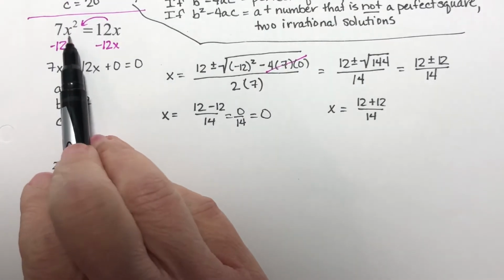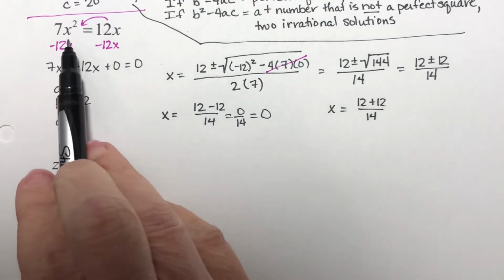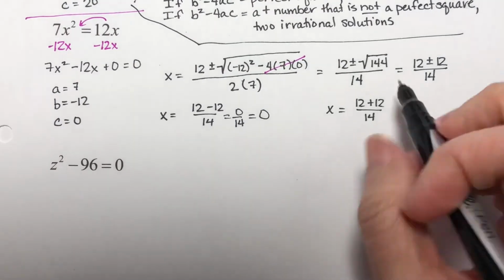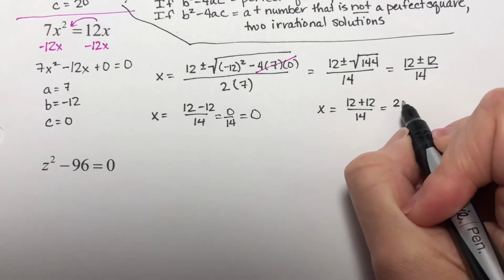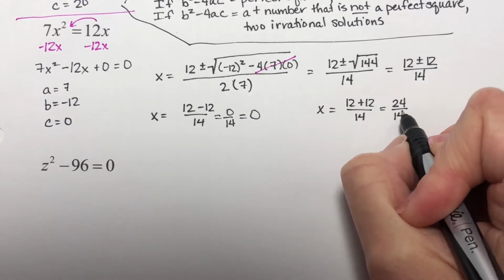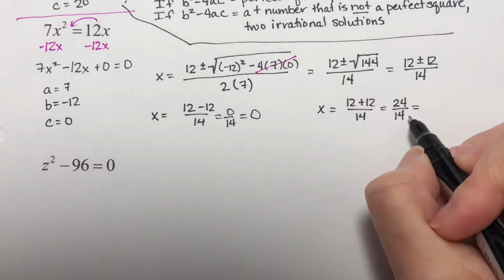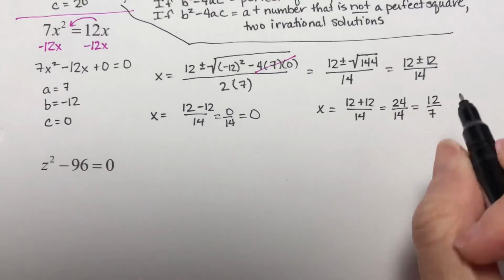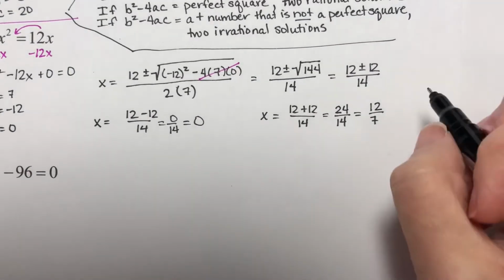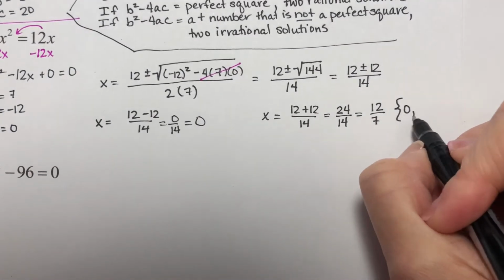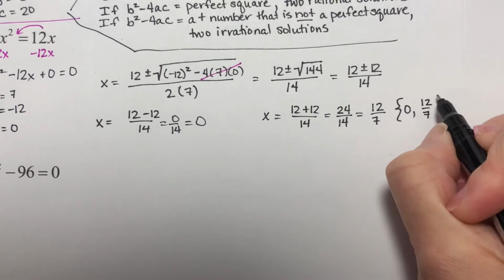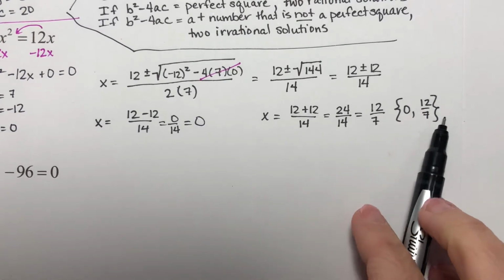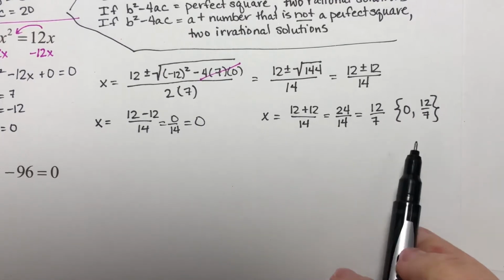You can imagine plugging in a 0 here and a 0 here, and you could see that after you do the arithmetic, you're going to get 0 equals 0, which is true. So that's one of our solutions. Here, 12 plus 12 is 24. I have 24 over 14, which reduces, divide both of these by 2, and you get 12 over 7. So our 2 solutions are 0 and 12 sevenths. There's still a fraction, it's a rational answer, but there's no radical left. So I did get 2 rational solutions.